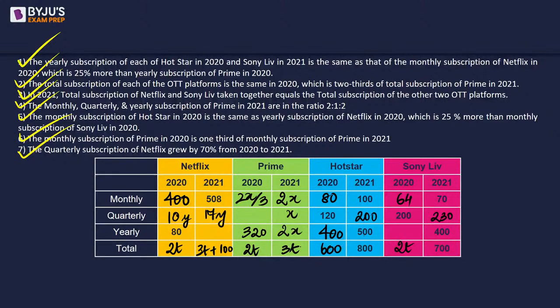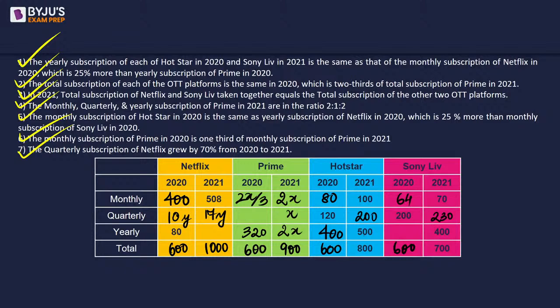That means T is 300. So this is 900. This is 2T, so this will be 600, this will be 600, this will be 600, and 900 plus 100, this is going to be 1000.